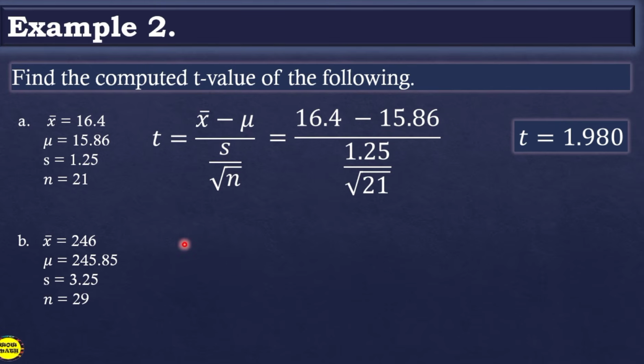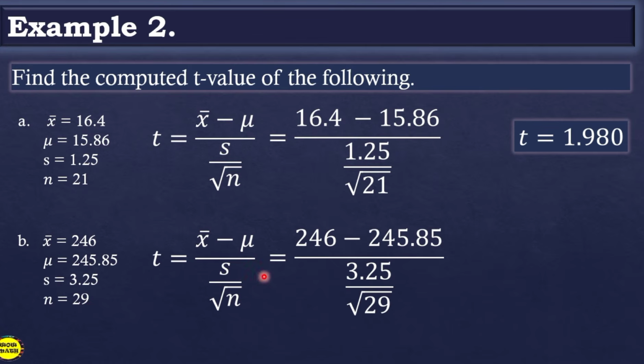Another, the given sample mean is 246, the population mean is 245.85, the sample standard deviation is 3.25, and the sample size is 29. So, substitute the given values in the formula and then simplify. So, 246 minus 245.85 divided by 3.25 over the square root of 29. Therefore, the computed t value is 0.249. So, it should be t, no? T value dapat yan. So, palitan natin. Again, the t value is 0.249.